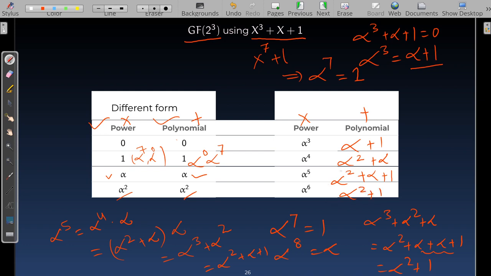Now this is the polynomial form that we are going to use for addition, and this is the power form that we are going to use for multiplication. And you can actually construct a Cayley table here. So your job, your homework, is to construct the Cayley table for GF 2 to the power m. Okay.